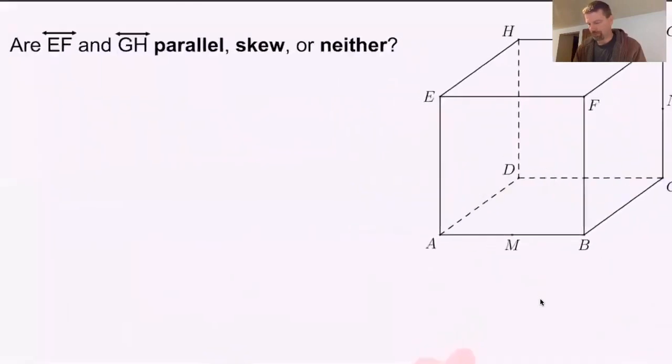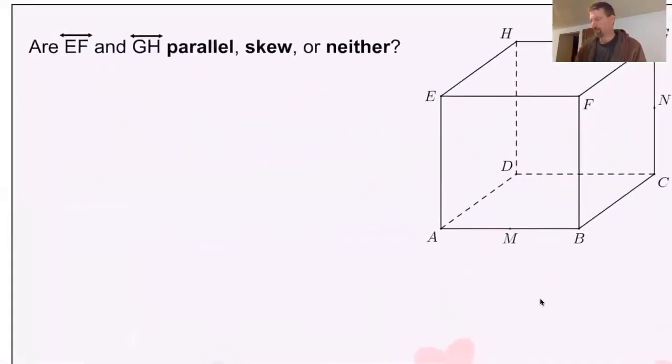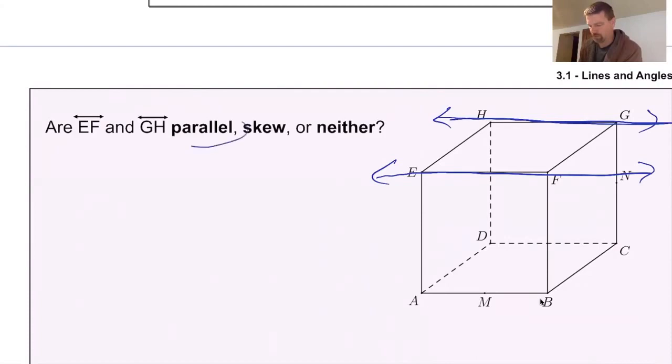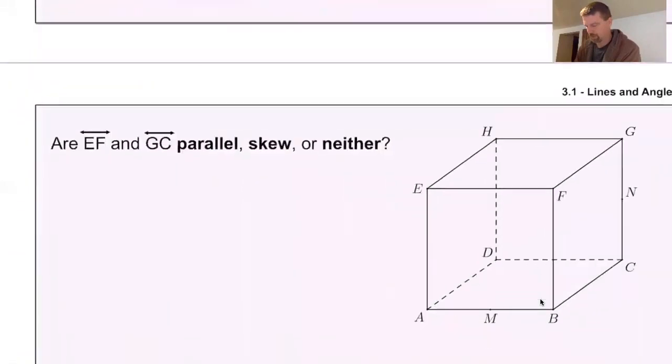In this picture, are EF and GH parallel, skew, or neither? All right. Well, EF is right there. GH is right there. Parallel, skew, or neither. Those ones are parallel. You see how they both are on that top plane, but yet they're never going to intersect? That's parallel. Let's try these ones.